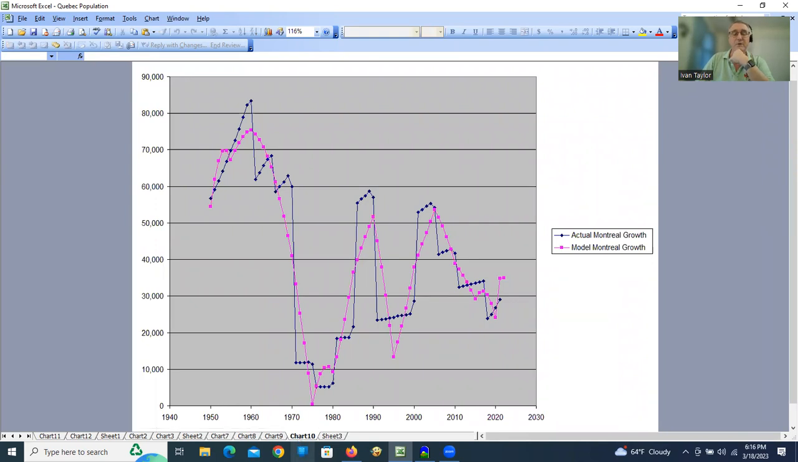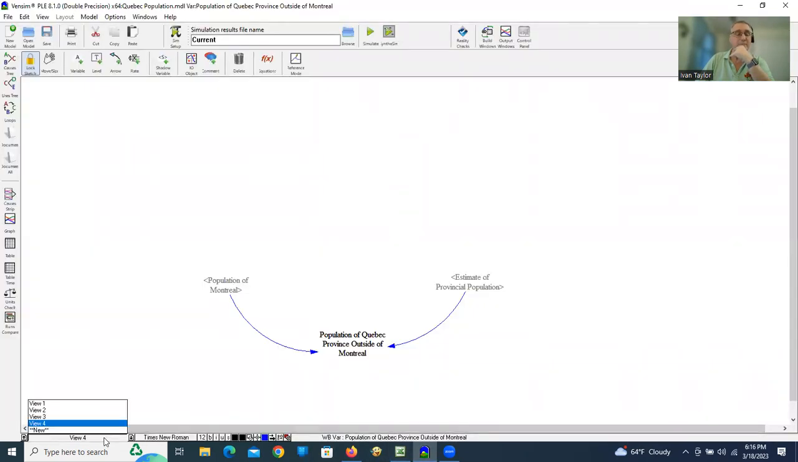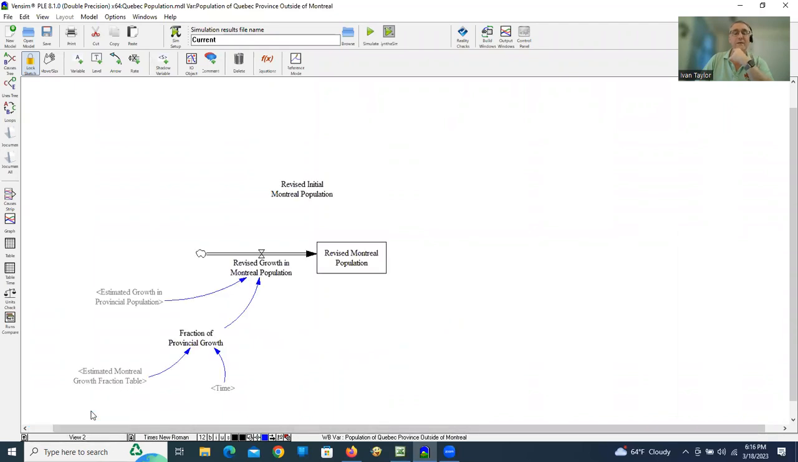So now we'll go to the Vensim model, and I'll show you the population of the revised model in Vensim. We have a revised population of Montreal, a revised growth rate, and we have the fraction of provincial growth that moves to Montreal, and we have the estimated growth of the province. So this is a lookup table here, where we look up the estimated Montreal growth fraction as a function of the population who moved to Quebec.